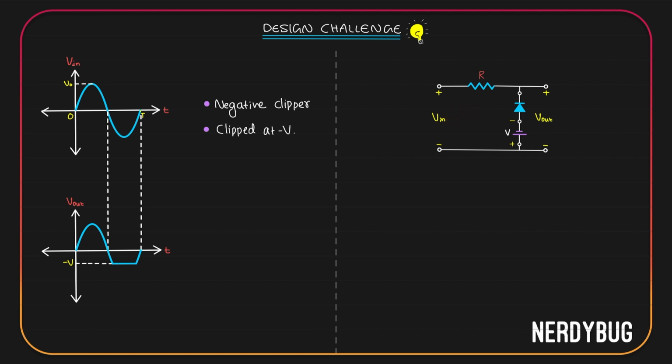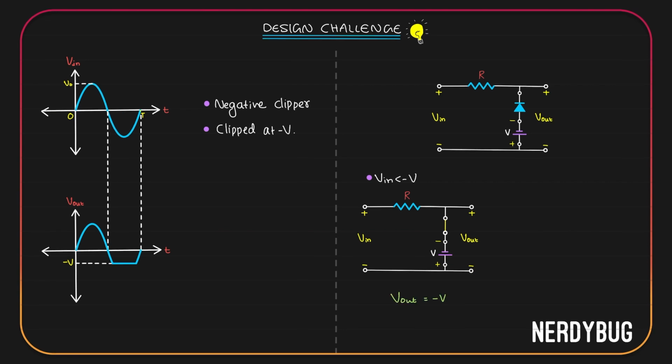So when V input is less than minus V, we can model the circuit like this. The diode is forward biased, so I have replaced it with a closed circuit. Output is directly taken across a cell of potential V. But negative terminal is connected to the positive of the output, positive terminal is connected to the negative. So output is going to be minus V.